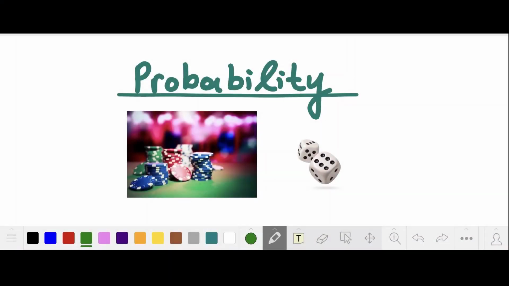Hello everyone, this will be an introductory video to probability theory. The multiplication principle has numerous applications in problems that require the viewer to calculate a probability. We demonstrate this with an easy example.